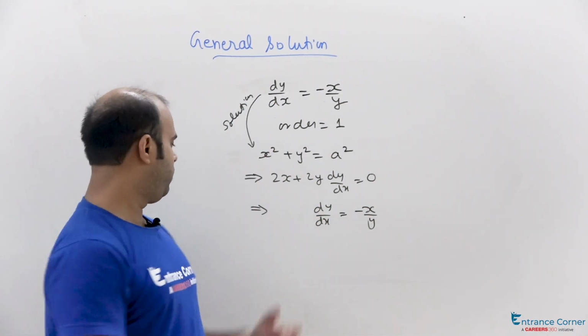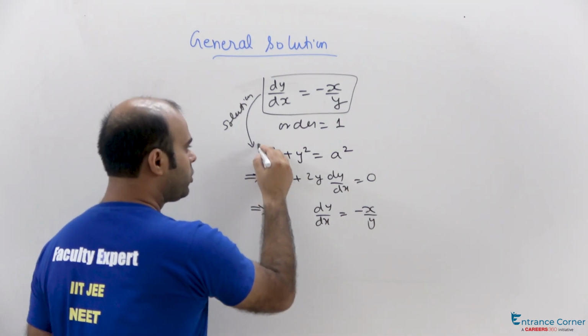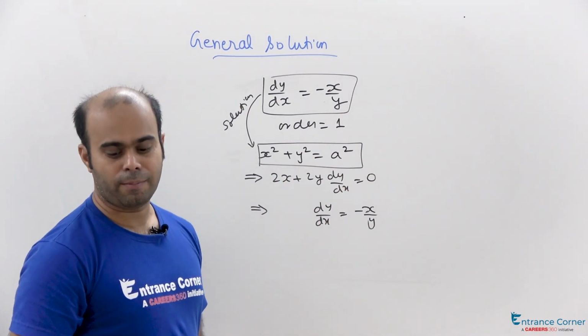So what do we observe? That the order of this differential equation is 1, and the arbitrary constant present in the solution is also 1, that is a.